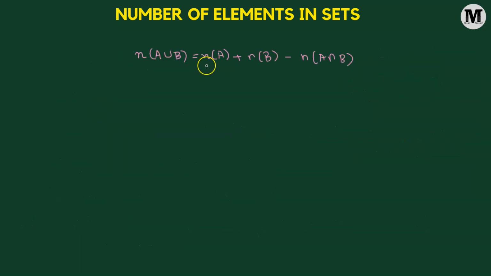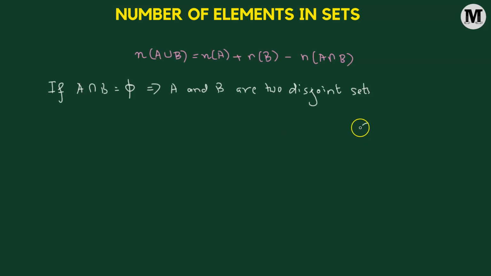Fine. Now this particular formula holds true when we assume that A and B have some common elements. What if A intersection B equals the null set? This simply tells us that the two sets A and B are disjoint sets. Right? So that means they are not going to be overlapping with each other. That's the meaning of two disjoint sets. Now what that means is there is no common element between A and B. So this implies that the total number of elements in A intersection B is going to be 0.